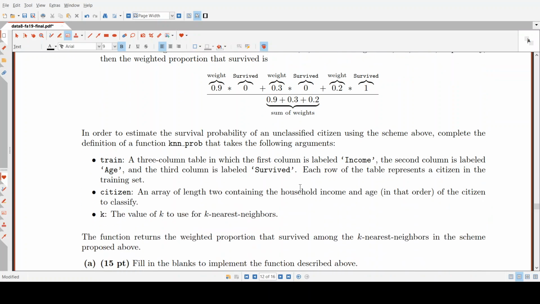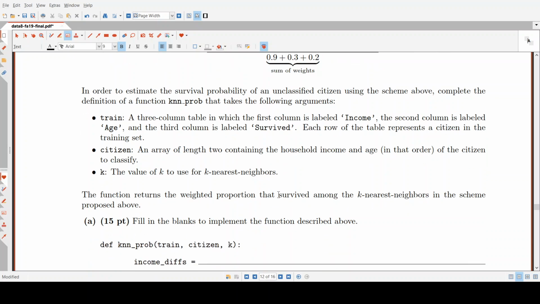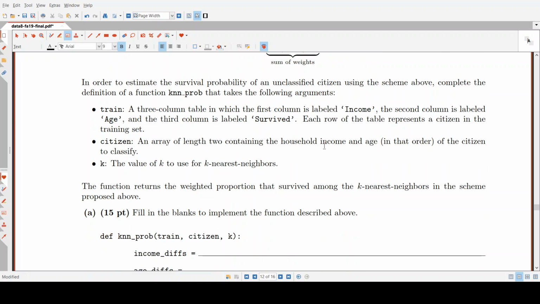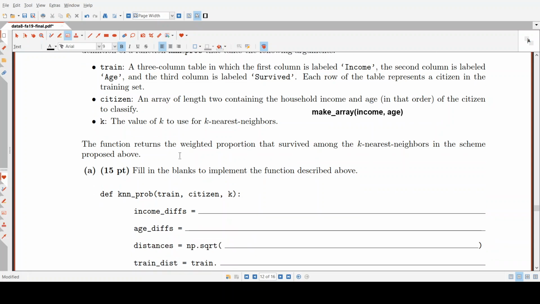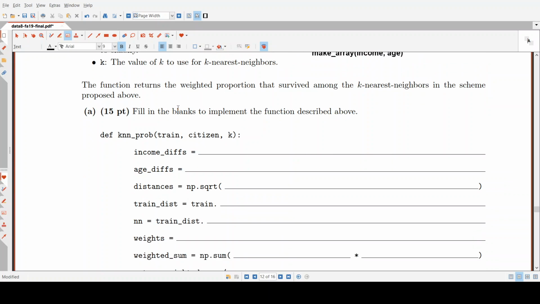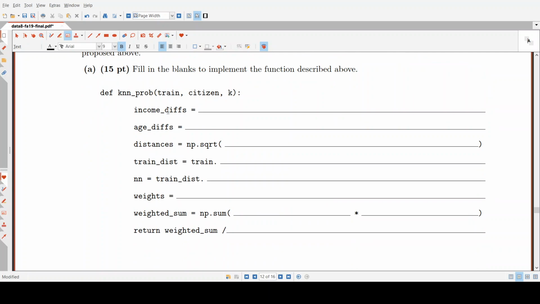In order to estimate the survival probability of an unclassified citizen using the scheme above, complete the definition of a function knn_prob that takes the following arguments. Train is a 3-column table where the first column is income, the second is age, and the third is survived. Citizen is an array containing the income and age in that order, like make_array of income, age, and then k is the value of k. It returns the weighted proportion that survived among the k nearest neighbors. So fill in the blanks to implement the function above.